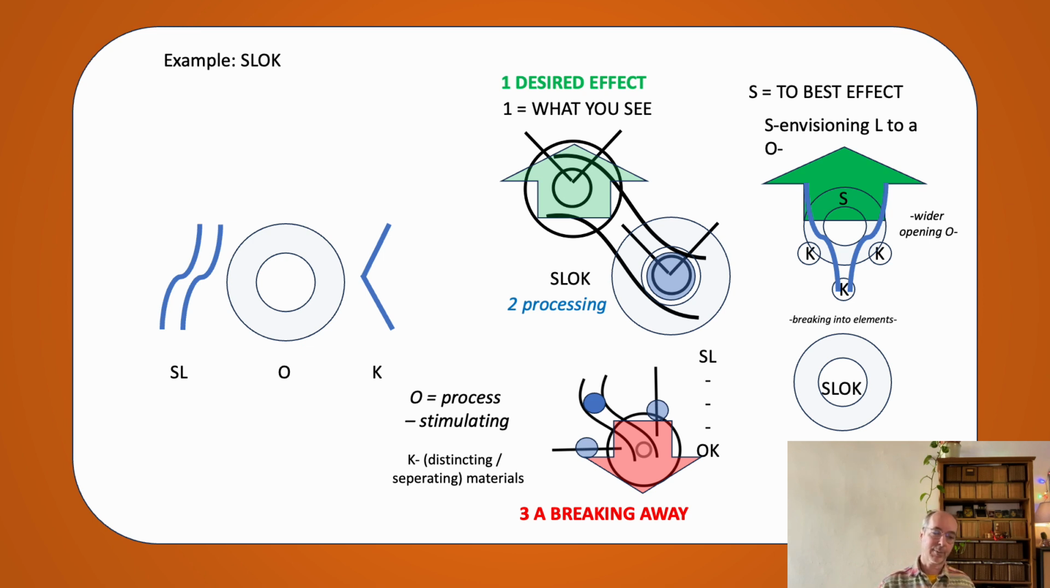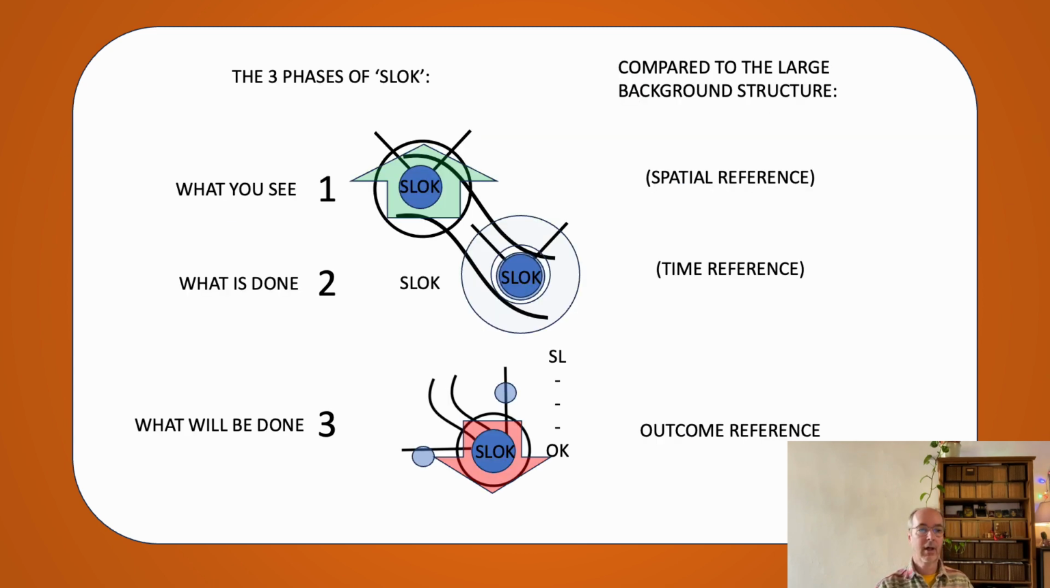The end, that's the last part. That's the last level of the S as well. It's the last level of the whole structure. The purpose is, like with the K, discriminating, distinguishing, separating the materials, so that we get rid of what we take in, and it goes away somewhere else in a reorganization. So these are the three parts again. What you see is the first part, what is done is the second part, what will be done with it is the third part. The spatial reference, the time reference, and the outcome reference.